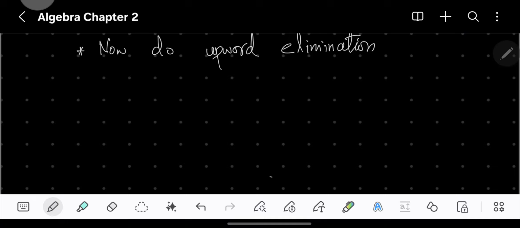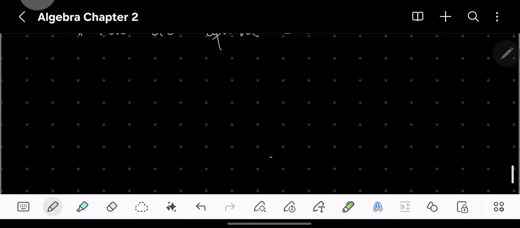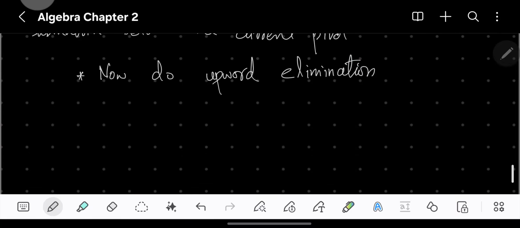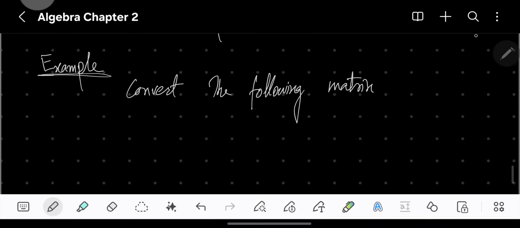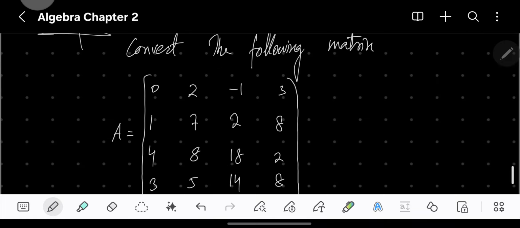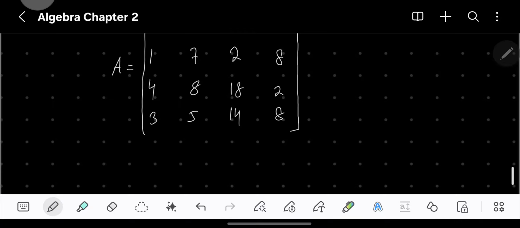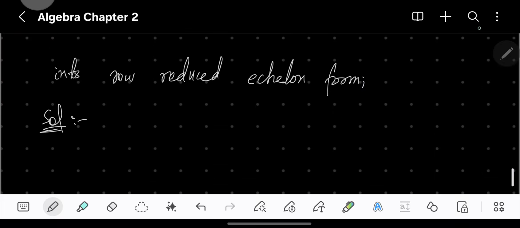All right. Now we will have an example. I'll give you a matrix and I will convert that matrix into row reduced echelon form. So here is the example: convert the following matrix. The matrix is, so this is the matrix. We have to convert it into row reduced echelon form. So here is the solution.